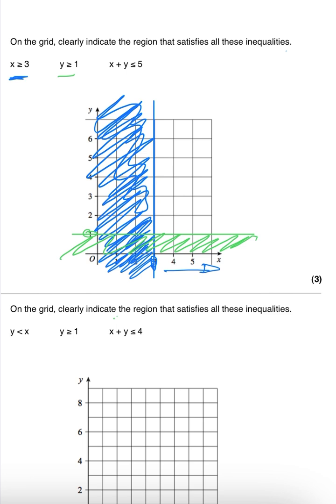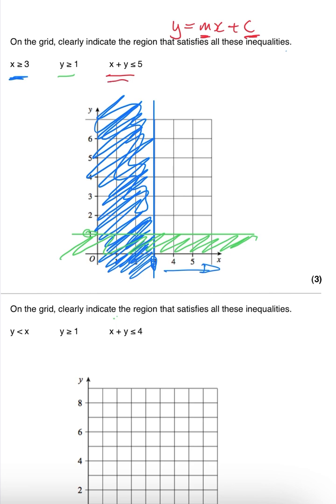So the third one we'll do in red, x plus y is less than or equal to 5. The easiest thing to do here is to put it into the format y equals mx plus c. We won't have an equal sign, but this should be familiar to you as the formula for a straight line where m is the gradient, the slope of the line, and c is the y-intercept. Once we have it in this format, it's much easier to plot the line.